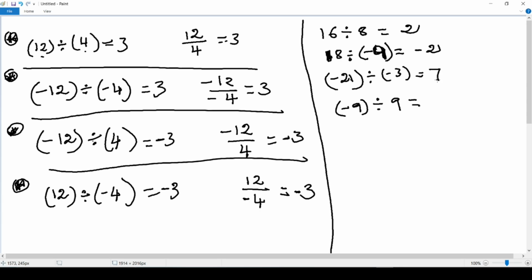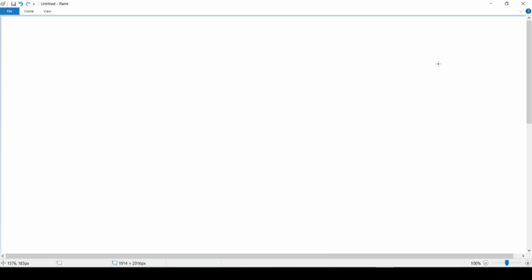And for the fourth question, we have -9 divided by 9. One number is negative, the other one is positive, so the result should give us a negative number, and it's -1. If you tried solving it and did not get it right, I suggest that you rewatch the video from the beginning and then come back and try.